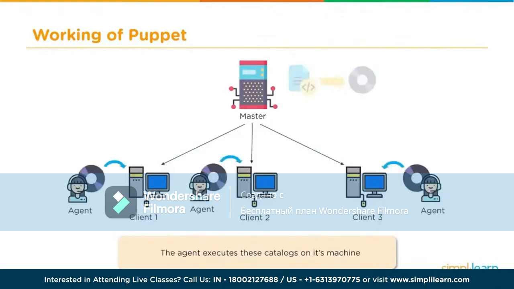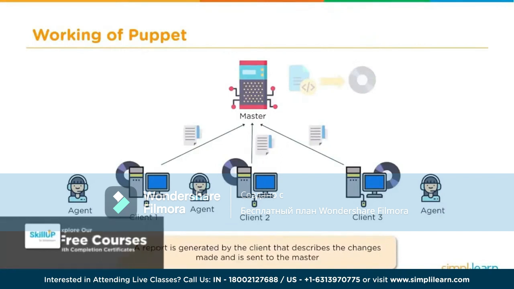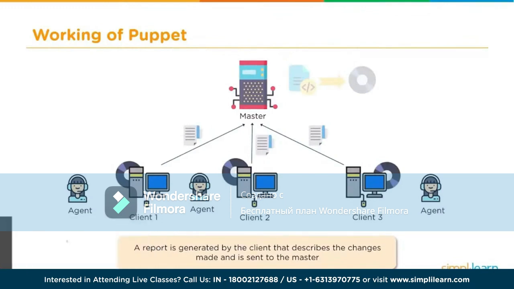The agents take the catalog and execute them on the client. Once executed, these catalogs make the required changes on the client and a report is generated. This report is then sent back to the master. So the master keeps record of all the changes that's made in the system, and this comes very handy when one of the systems fail and it's required to be rolled back to its previous working state.